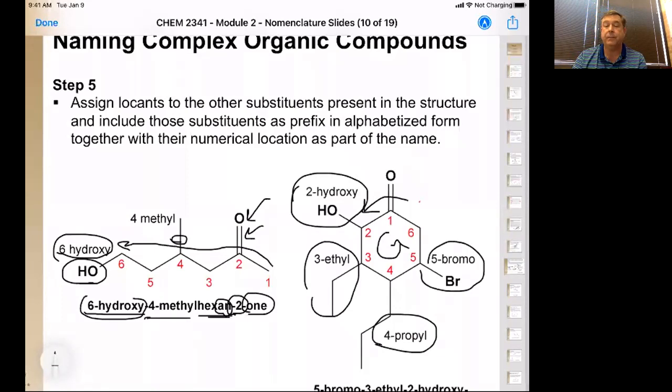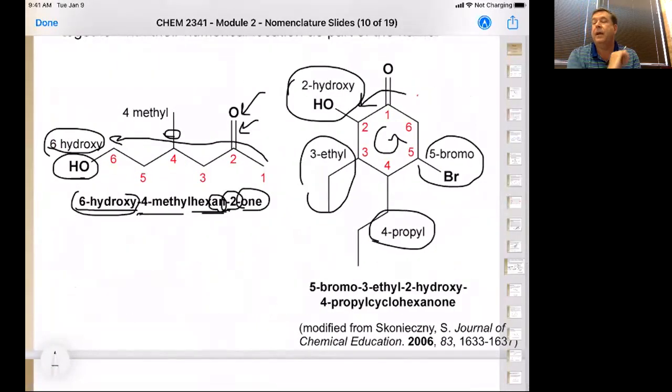Now we have to alphabetize them. So the final name is going to be, let's see, bromo, ethyl, hydroxy, 5-bromo-3-ethyl-2-hydroxy-4-propyl cyclohexanone. Oh, let me pull the name up. Cyclohexanone. Okay, we use the same rules every single time. We find the highest priority group, we try to get the smallest number, and then we alphabetize if possible. Okay. So we're just doing those same rules over and over and over again. And you can apply this to any compound.